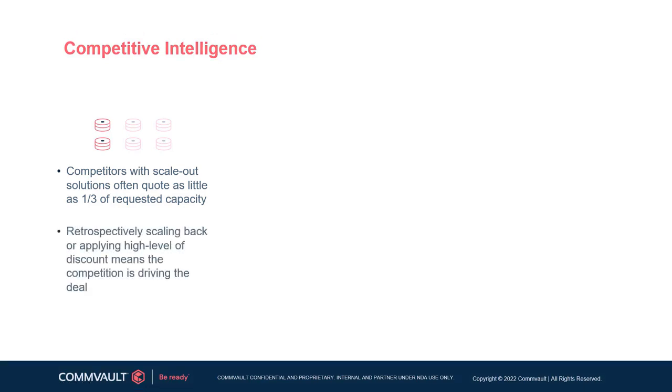Retrospectively, scaling back the capacity of your proposal means that you are not controlling the deal, the competition is. Discounting at high levels when you are oversized on capacity also means that you are not controlling the deal. Discounting to win should not be an option. Adapting to the new market dynamics and taking control of the deal early in the sales cycle should be your priority. We will cover more on gaining the deal advantage by understanding your competition's offering and deal competence on the next slide.